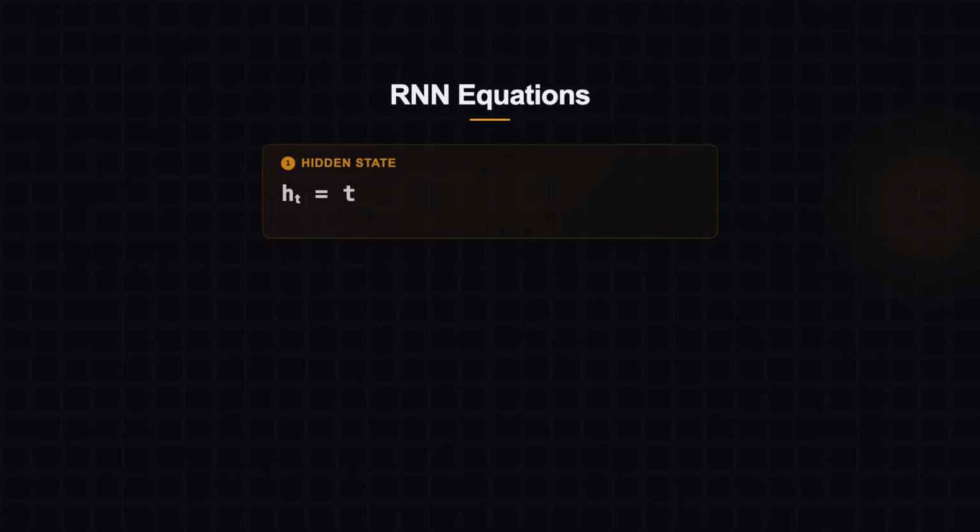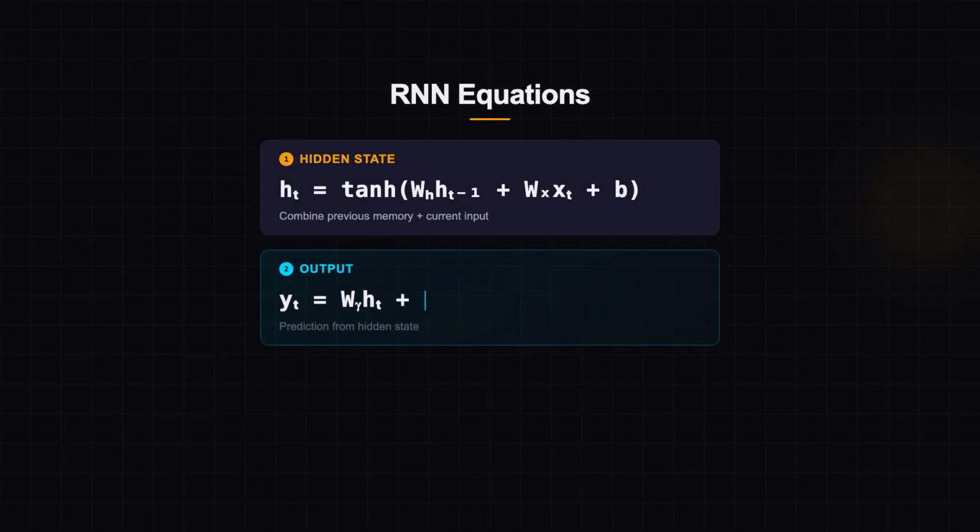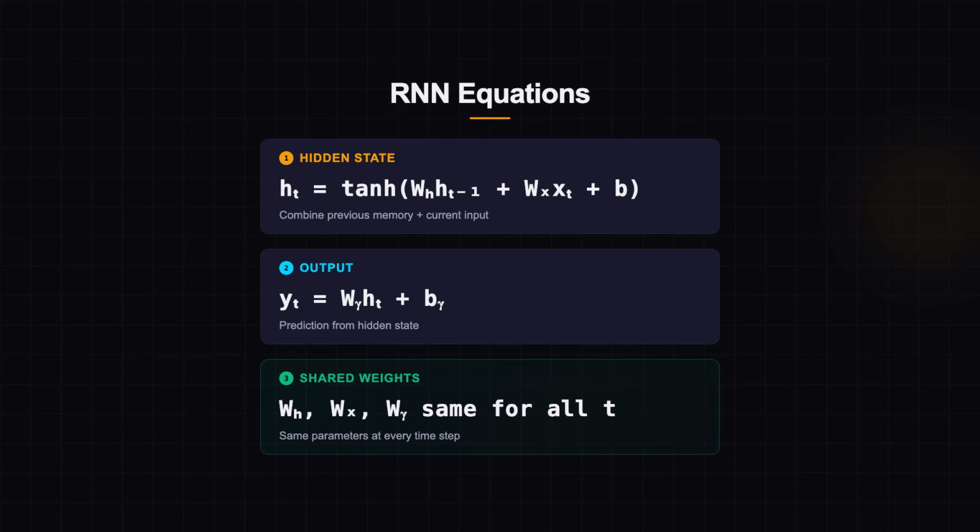The math is straightforward. At time step t, the hidden state h_t equals tanh of W_h times the previous hidden state plus W_x times the current input plus a bias. The output at each step is computed from the hidden state. The same weights W_h and W_x are shared across all time steps. This is what makes it recurrent.